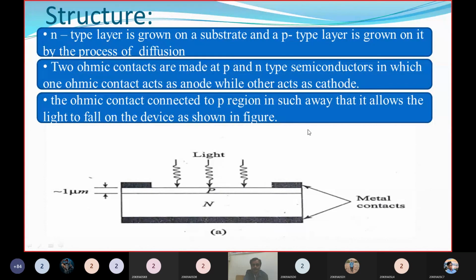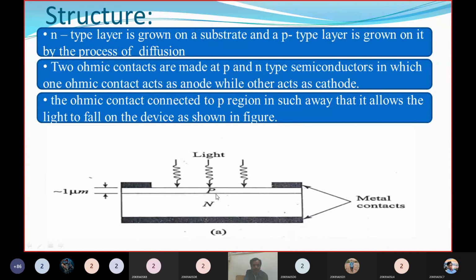Next, on the N layer, the P layer will be deposited, and this layer is also grown on the N layer. What is the reason for growing here? Because of the diffusion process, this P region is grown on the N layer.